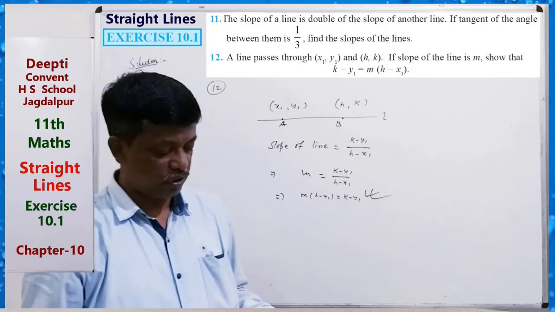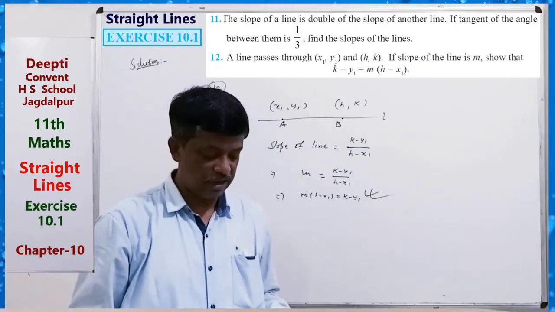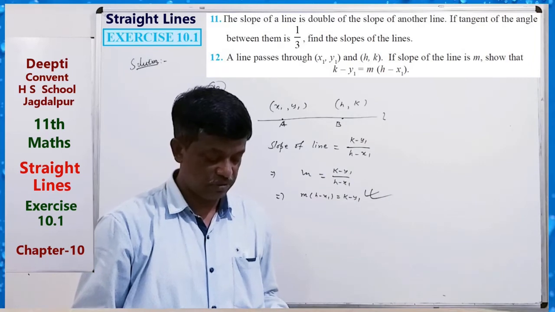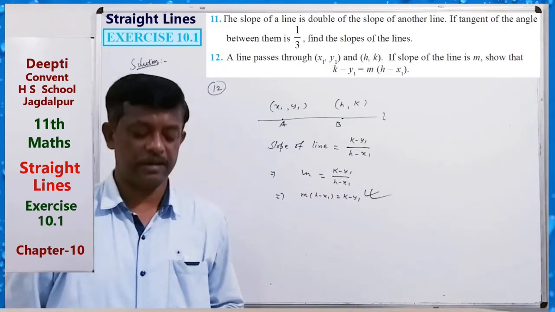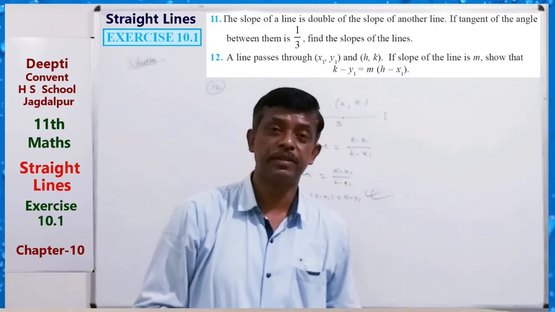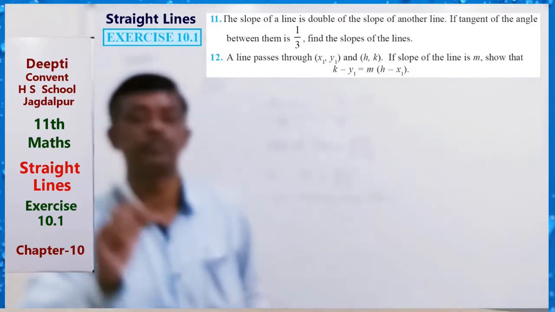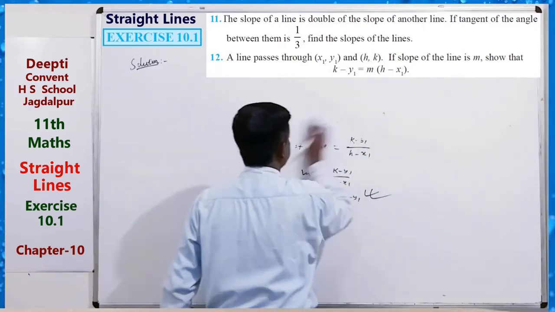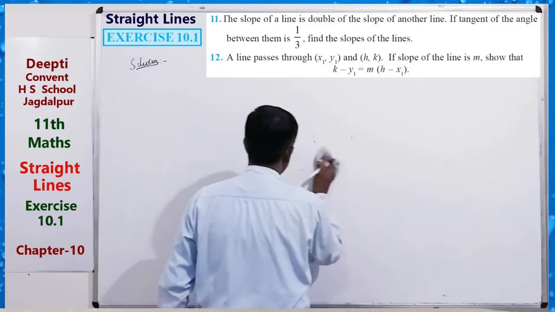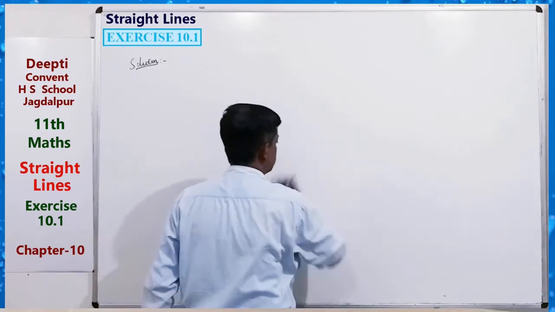Question 13. If three points lie on a line, then show that a by h plus b by k equals 1. Three points lie on a line, that means for A, B, C, the slope of AB equals the slope of BC. Okay, so question 13 can also be solved by using this logic.